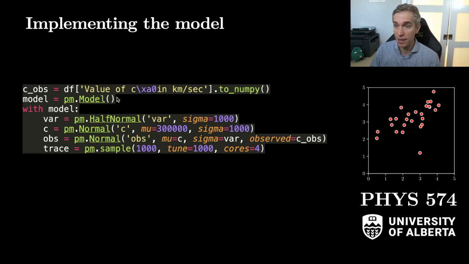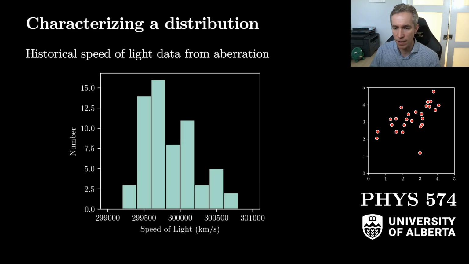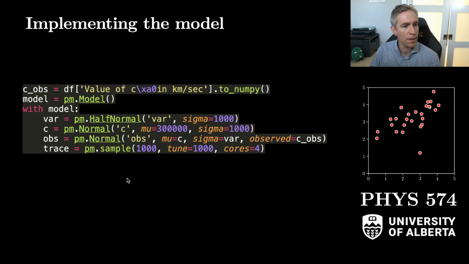And then we have the creation of the model. So we instantiate a pymc model for this. And we just write down, okay, the variance here is going to be the half normal. I guess it's not the variance, it's the standard deviation. It will be a half normal with a width of 1,000. The speed of light will be a normal distribution with a mean of around 300,000 kilometers per second, a width of 1,000 kilometers per second, which are all reasonable values given the data set that we're working with. And then we say the observation is going to be normally distributed with a mean of C, and a width of whatever width we measured here.